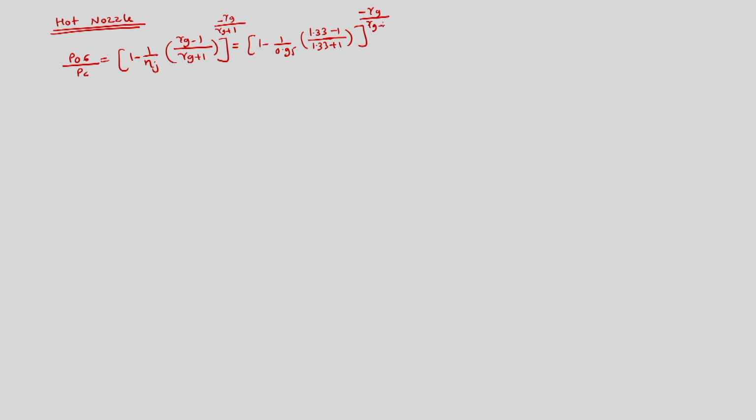Minus gamma gas upon gamma gas plus 1 minus 1. Knowing this, we can find out P06 upon Pc as 1.9168. So from here we can find out Pc, which is P06 divided by 1.9168. But here we don't know P06, so we will name this equation as equation number 2.